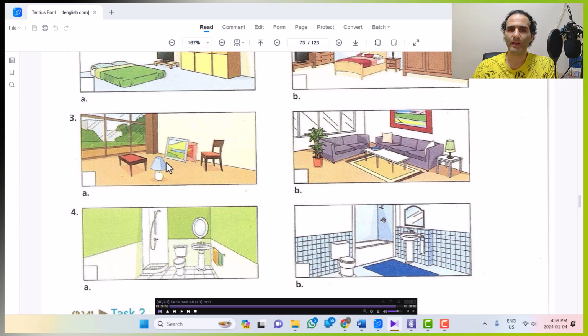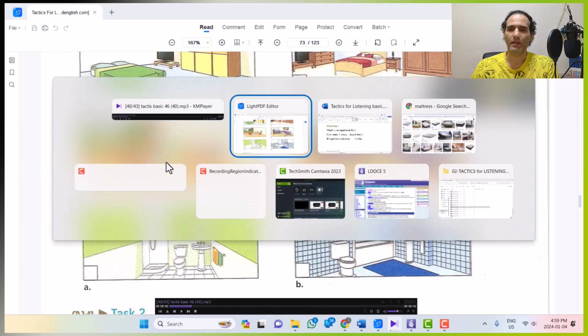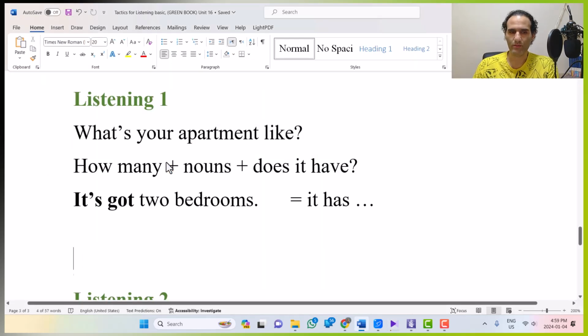Now, the second round, please repeat with me, okay? I insist that you repeat with me. That's why I frequently encourage you to do so. Please repeat with me.